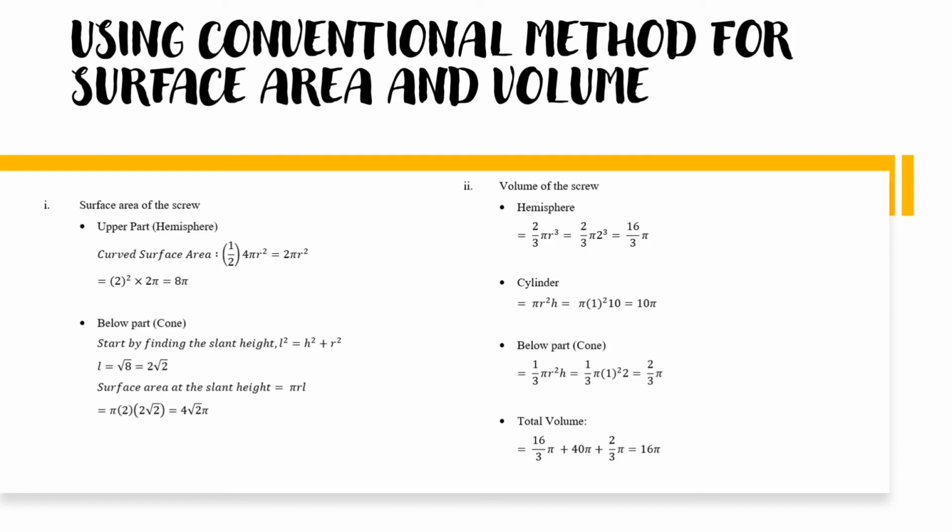For the volume of the screw, as usual, we use 2 over 3 pi r cubed. We substitute the 2 here, and it equals 16 over 3 pi. For the cylinder, pi r squared h, r is 1, we got 10 pi. For the cone, 1 over 3 pi r squared h, you got height 2, and then you got 2 over 3 pi. So the total volume is 16 over 3 pi plus 10 pi plus 2 over 3 pi, and we add it and it equals 16 pi.